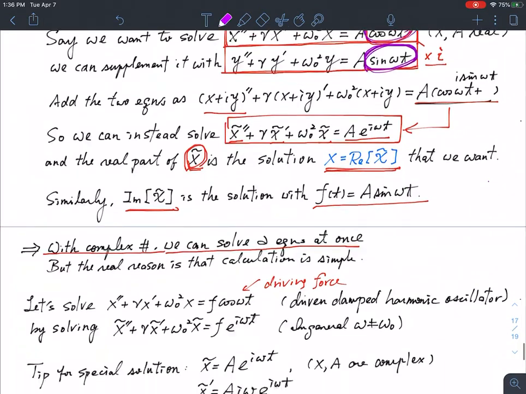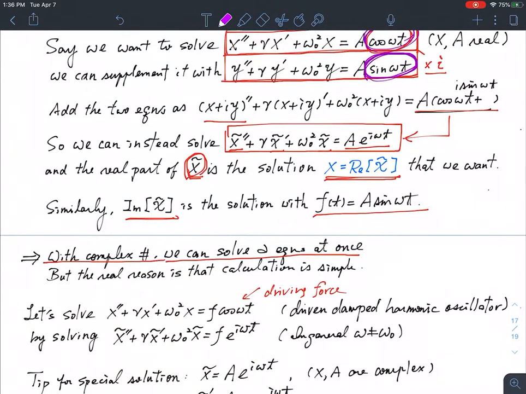But then you might ask, why do you even need to care about sine omega t if I'm asked to solve with cosine omega t? The real reason is that if you go to complex number calculation, it's much easier and much simpler. But you need to do one extra step when you solve it, and remember to take the real part, which is not too hard.